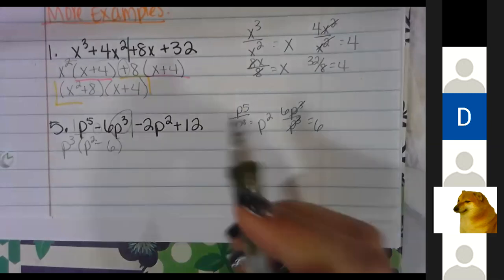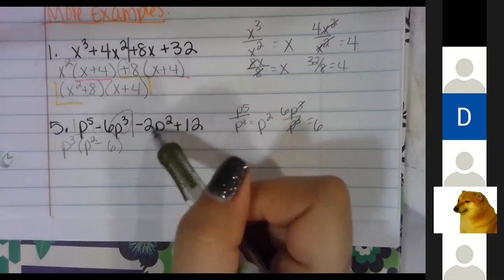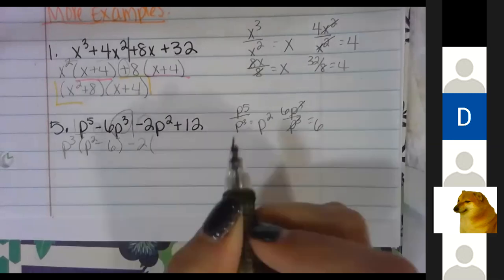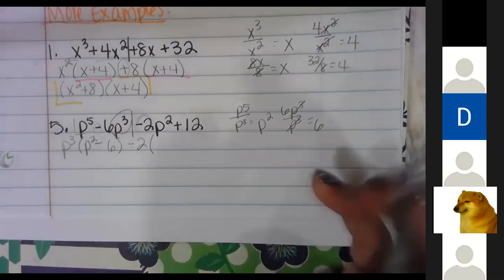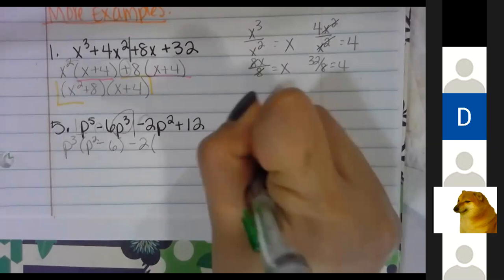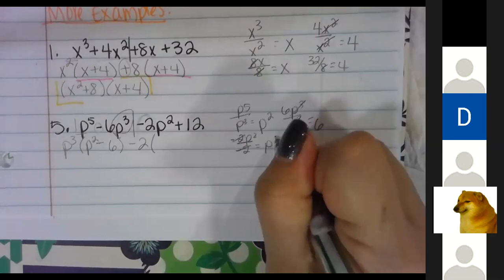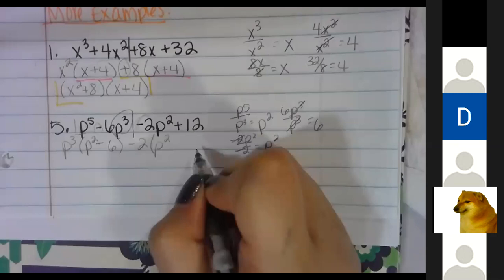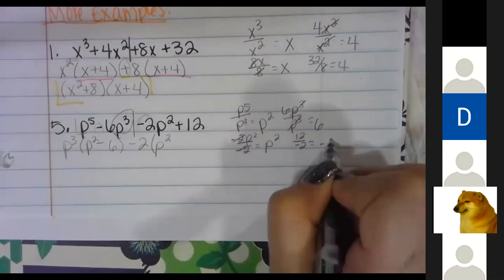Okay, on the right side, because the negative is right in front of that 2, you're actually going to factor out a negative 2 from both terms. 2 does go into 12. So the negative 2p squared divided by negative 2, the negative 2s cancel, and you just get left with p squared. And then 12 divided by negative 2 gives you negative 6.